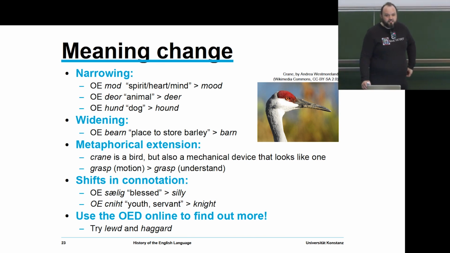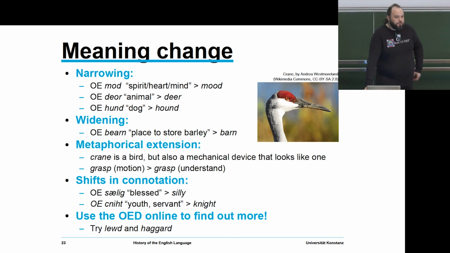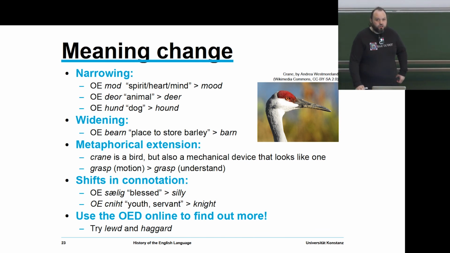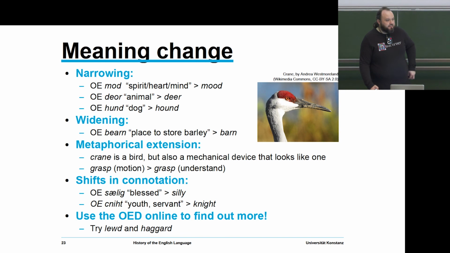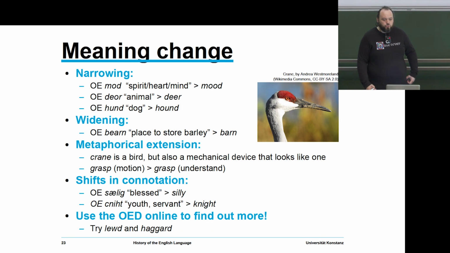So Old English sælig, this is cognate with German selig, and it means something like holy or blessed, and it turns into modern English silly. So this is something that was originally a very positive meaning that ended up very negative. So this is sometimes called pejoration. It's when a word becomes worse in its meaning.